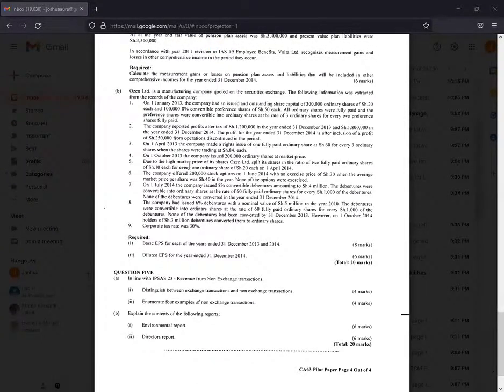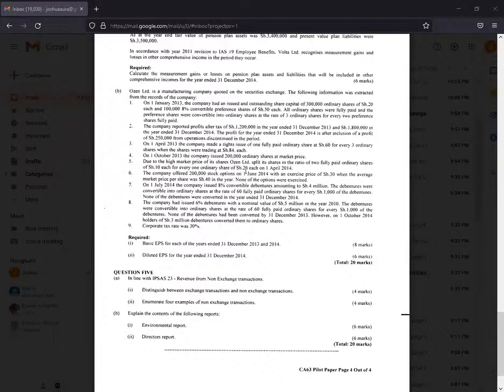Note 5, due to high market price of its shares, Ozen Limited split. I like this splitting and reverse splitting. When a good examiner introduces this thing of splitting and reverse splitting, he ensures that he throws over 50% of the students under the bus. Imagine a bus which is going to ISPAC. You are thrown under the bus. It's very bad. A good examiner, always fighting with students, should introduce this thing of split and reverse split. But fortunately, my students know how to handle the split and reverse splits.